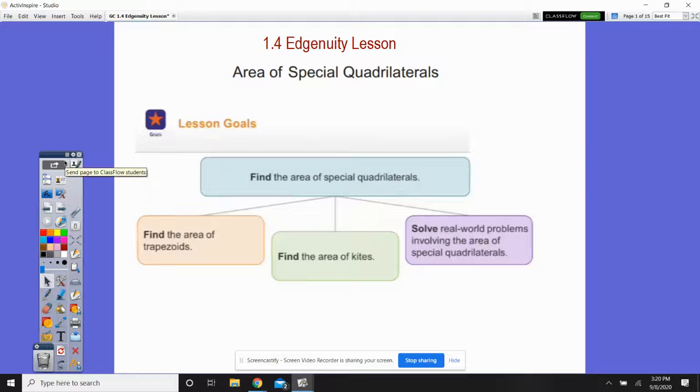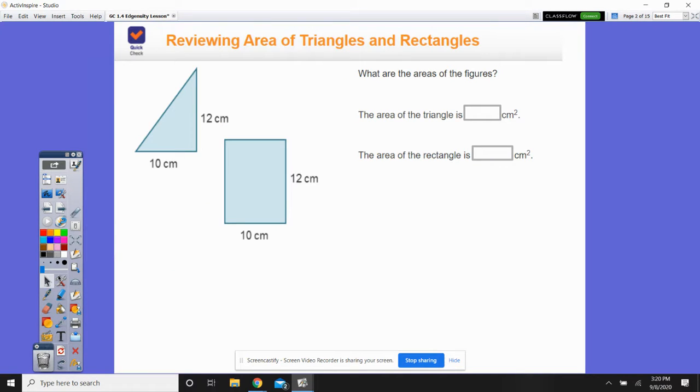Hi guys, we're going to talk today about finding area of special quadrilaterals. Some of the special quadrilaterals we're going to talk about are trapezoids, kites, and then we'll use real-world problems to solve these special quadrilaterals. Okay, so let's do a quick review.